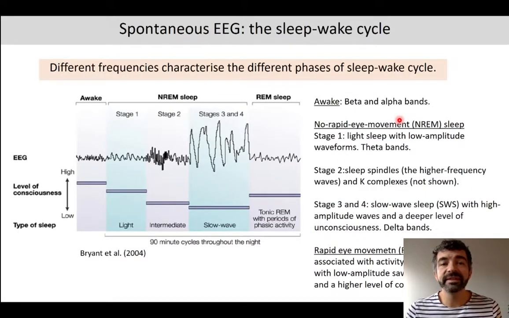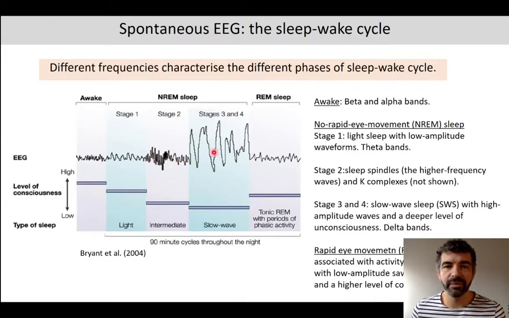The different frequencies also characterize different phases of the sleep-wake cycle. So, for example, you can see that when people are awake, beta and alpha bands are most active. When you're a little more tired, it's more alpha. If you're a bit more awake, it's more beta. Then in the first stage of sleep, you have low amplitude waveforms and theta bands. Then in stage 2, you have sleep spindles, the higher frequency, and K complexes. So that's this one here.